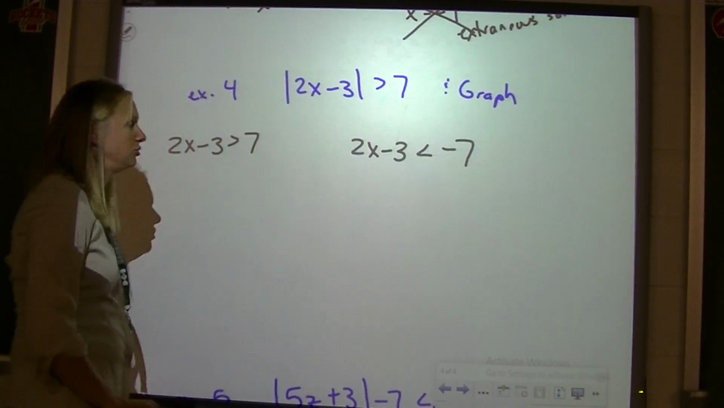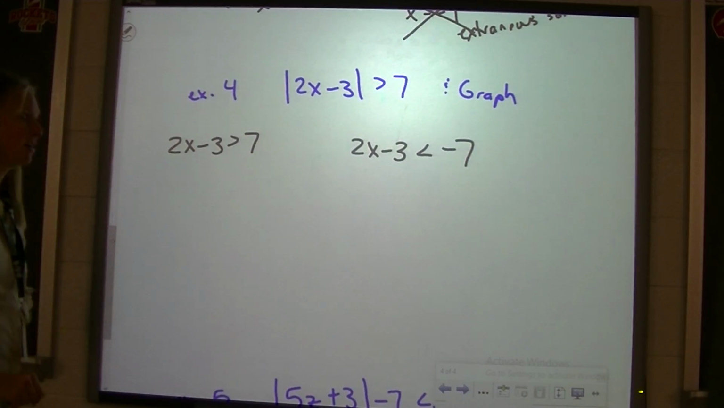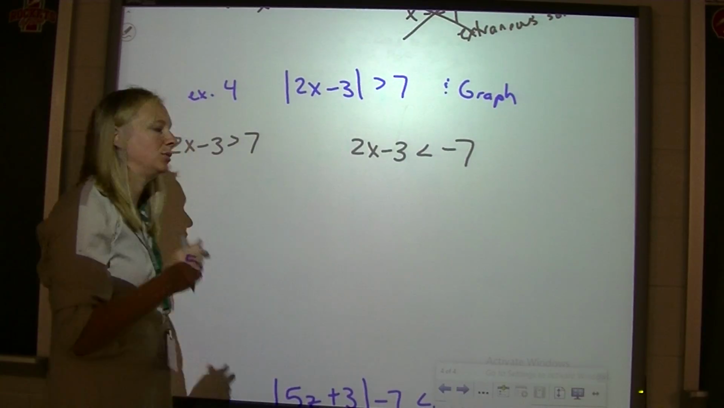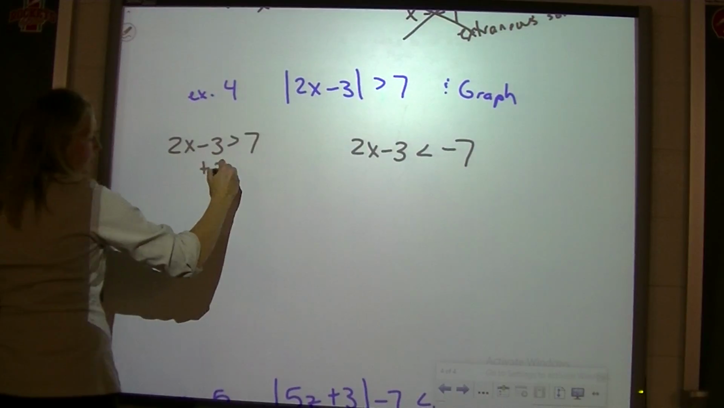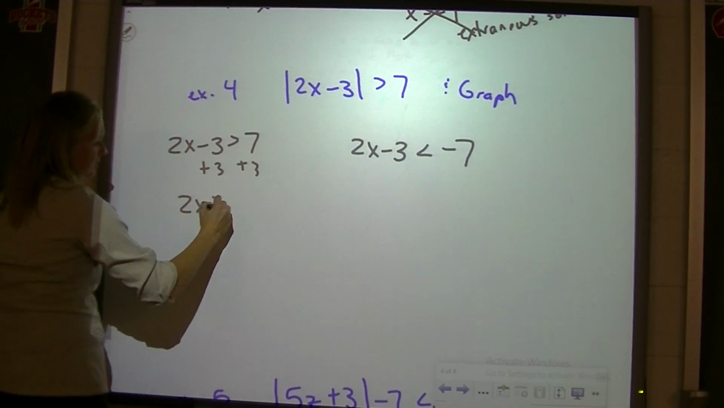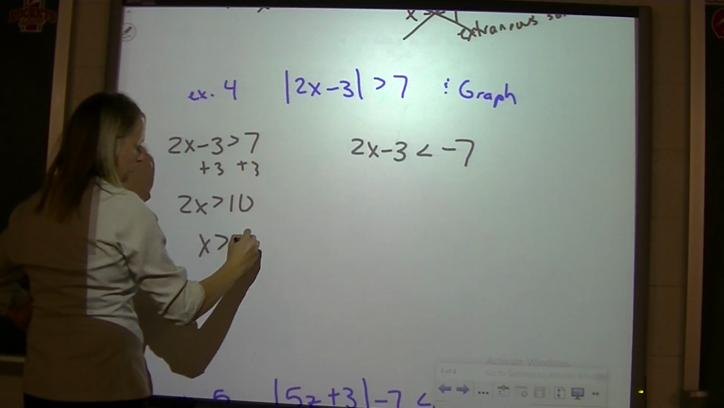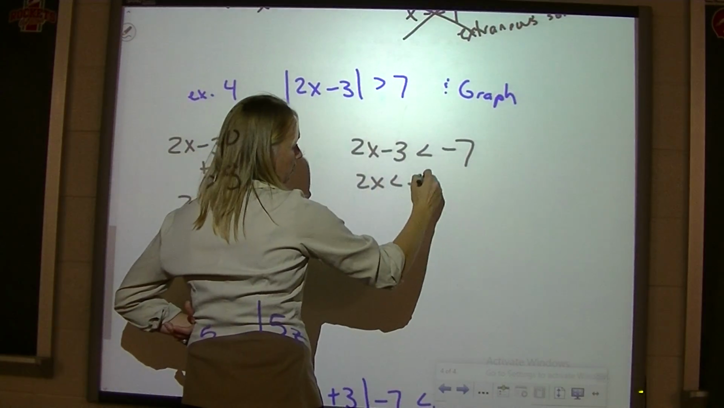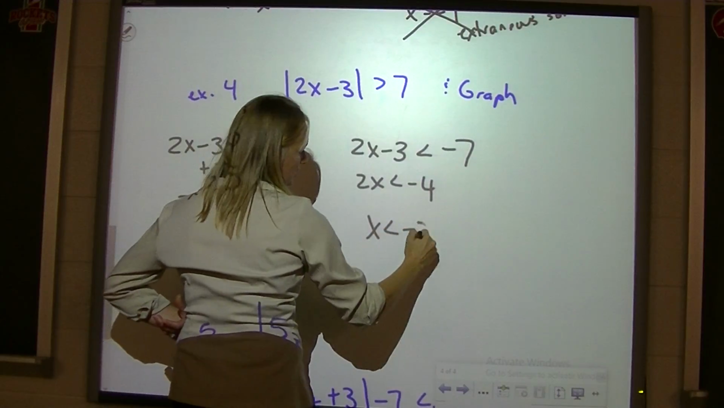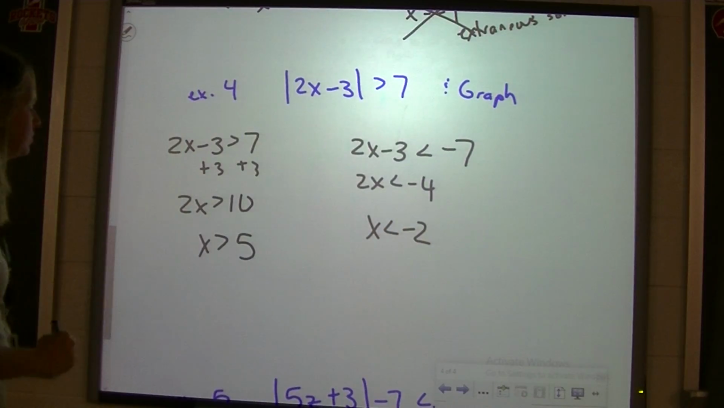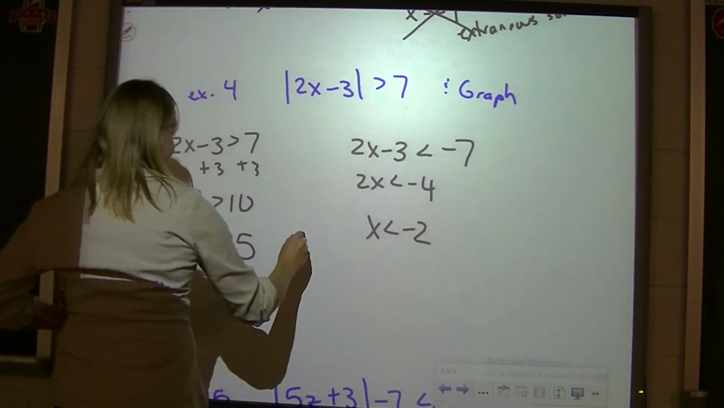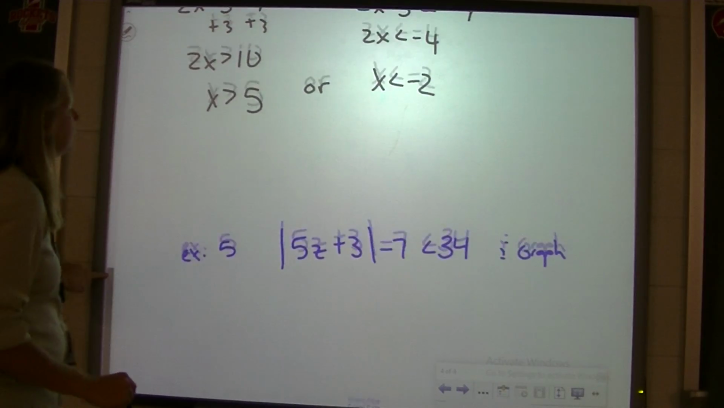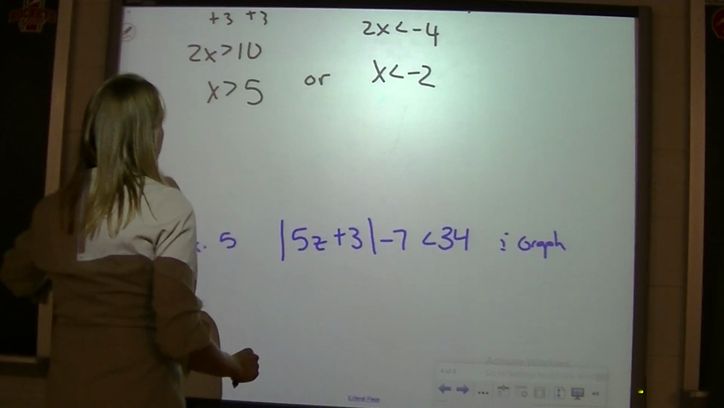I'm sorry, from your notes, you should know if this is an or an and. Off the top of my head, I don't remember, so I'm going to solve the equation, and then that will tell me what it is. So I'm going to add 3 to both sides here, and I get 2x is greater than 10, so x is greater than 5. Add 3 is less than negative 4, x is less than negative 2. So this is an or statement. So all my greater thans must be ors.